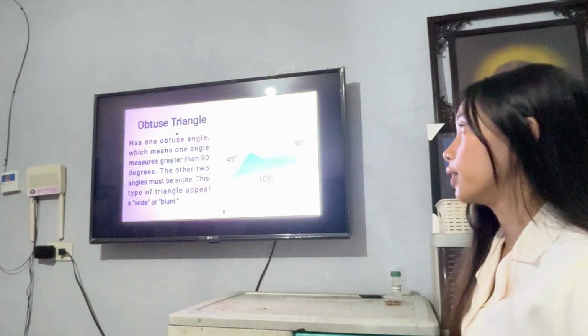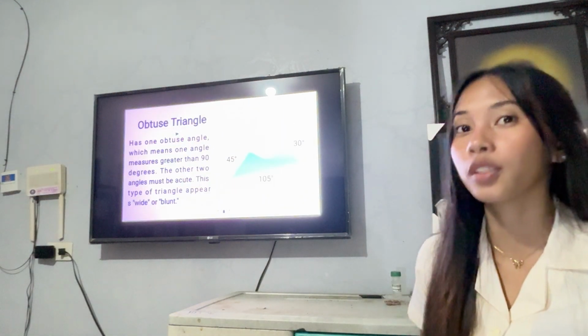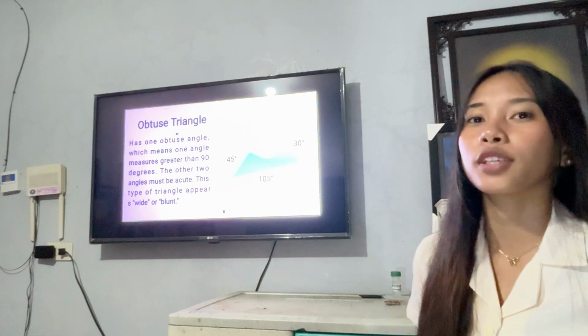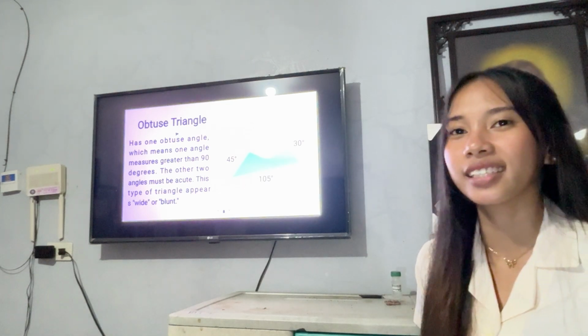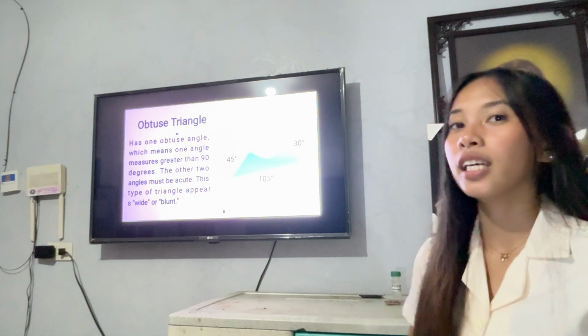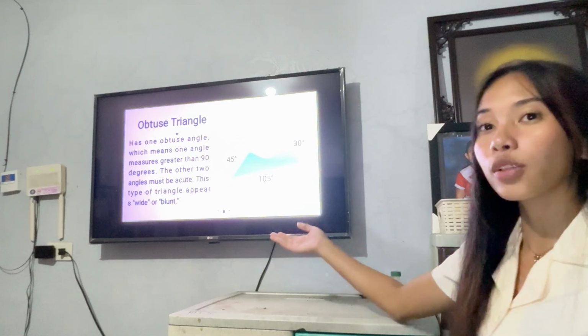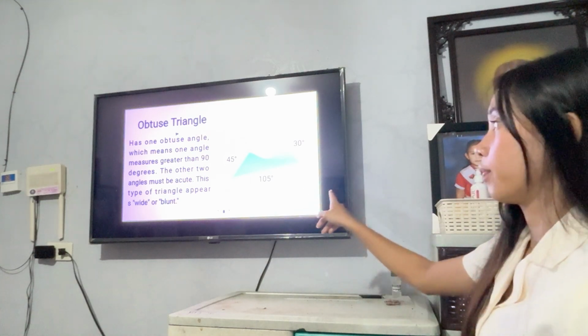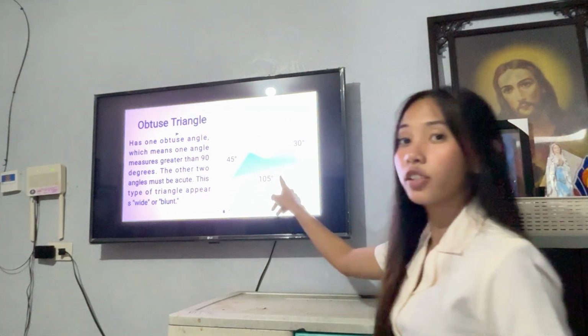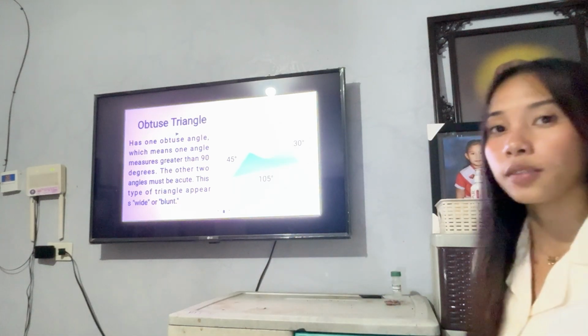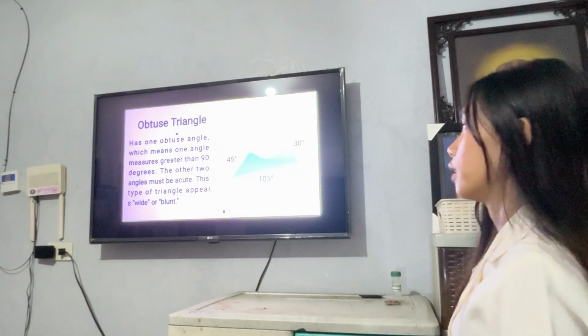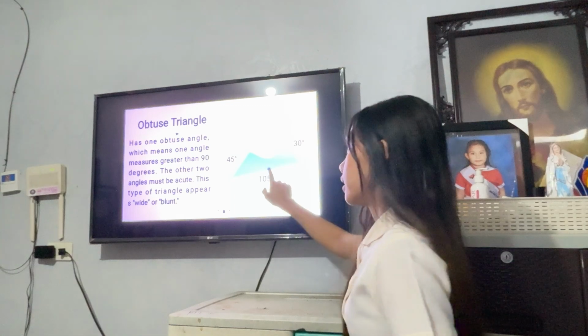And lastly, we have the obtuse triangle. An obtuse triangle is the opposite of an acute triangle because it has one angle that measures greater than 90 degrees. Look at the figure. The two sides are 45 and 30, and the other one is 105. It means that it is an obtuse triangle because it is greater than 90 degrees.